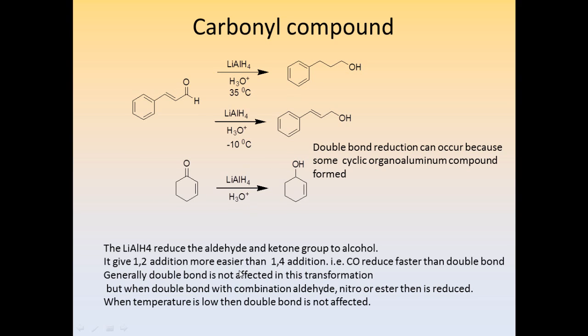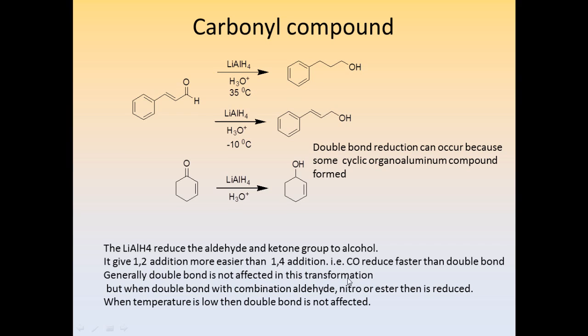It gives 1,2 addition more easily than 1,4 addition. 1,4 addition here means double bond reduction. So CO is reduced faster than the double bond. It is the specialty of this reagent. It mostly reduces aldehyde and ketone to alcohol, and 1,2 addition is easier.